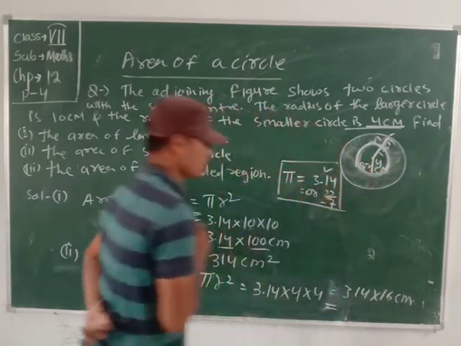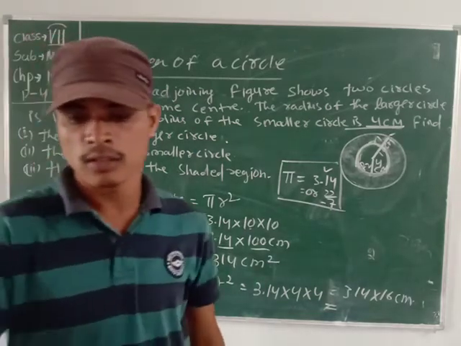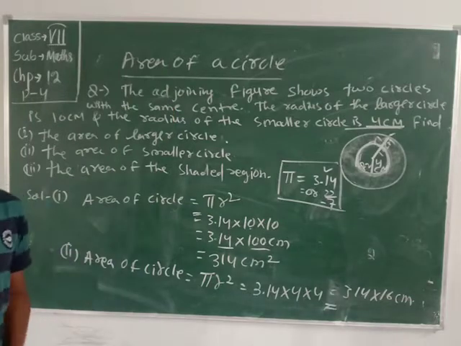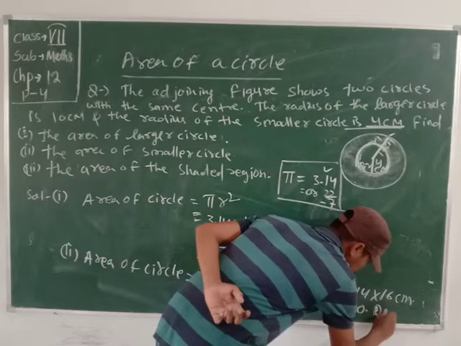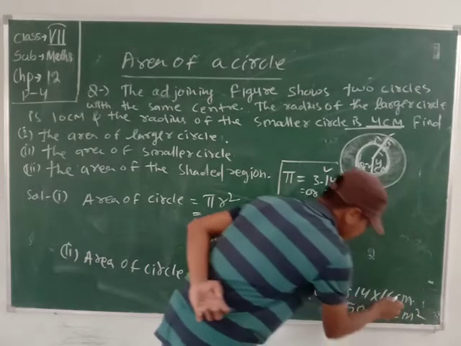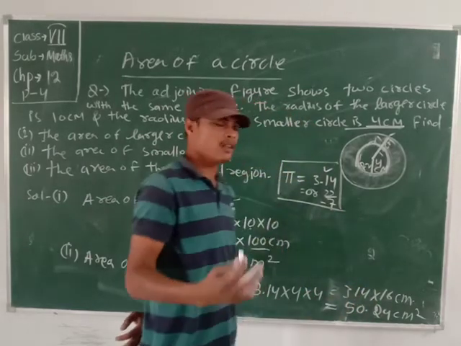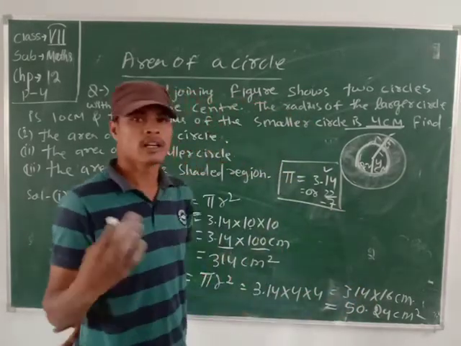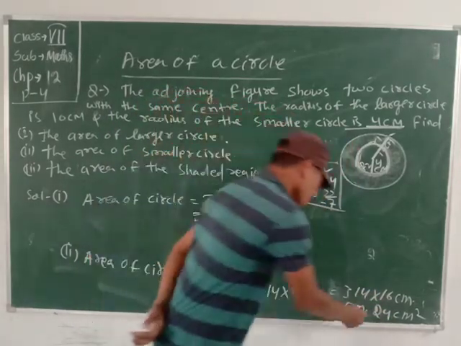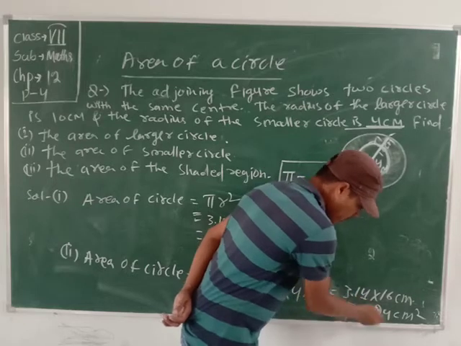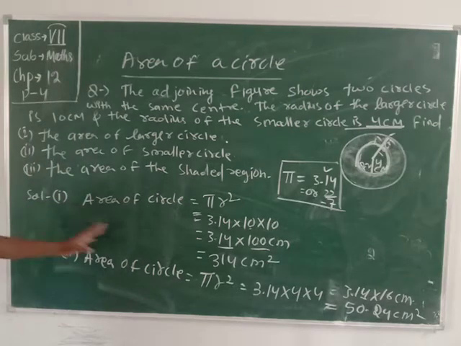Then we solve this. 16 times 4 is 64, and 16 times 1 is 16. So when you multiply, it equals 50.24. After the decimal there are 2 numbers, therefore 2 numbers after the decimal. So we got the area of both circles.